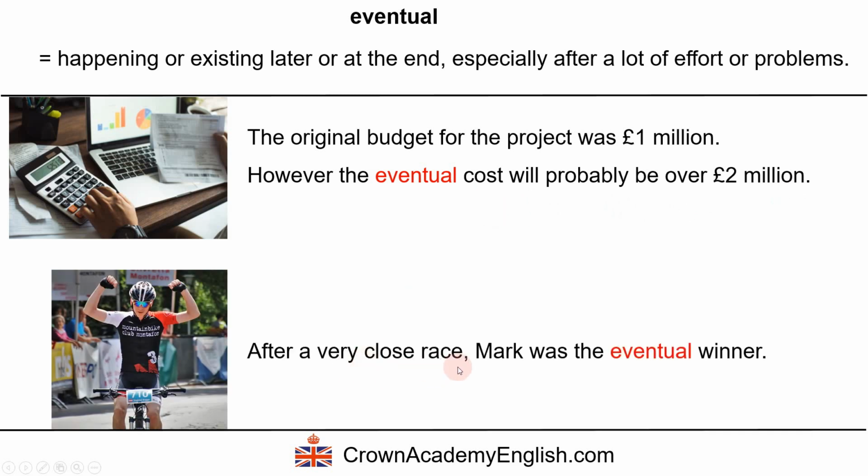After a very close race, Mark was the eventual winner. Okay, so the race was very close. There was lots of effort, a big sporting effort, a big fight perhaps to win the race. But in the end, the conclusion was that Mark was the eventual winner. Okay, Mark was the final winner. Okay, so the conclusion of all the effort, all the work, all the problems of the race, the conclusion was at the end, Mark won the race. Okay, he was the eventual winner.